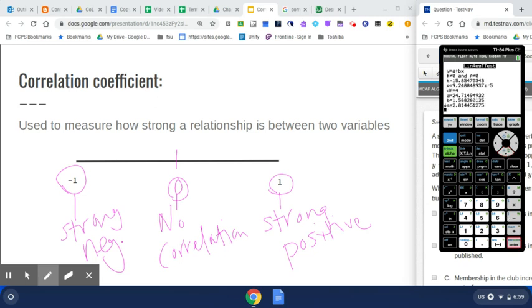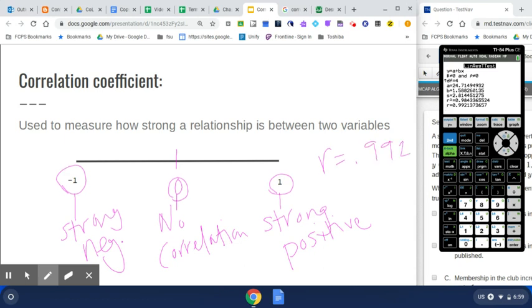One of the values that the output of this screen will tell us towards the bottom is R, and R is the correlation coefficient. So our R value for our example was 0.992. If I mark that on the number line, I am very, very close to that +1. So this is a strong positive linear relationship.